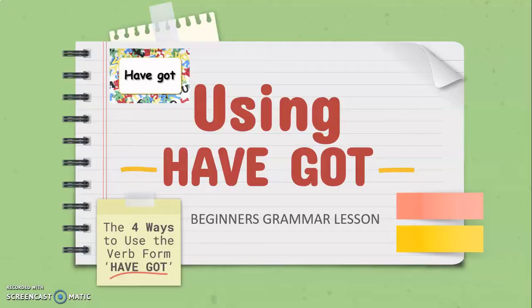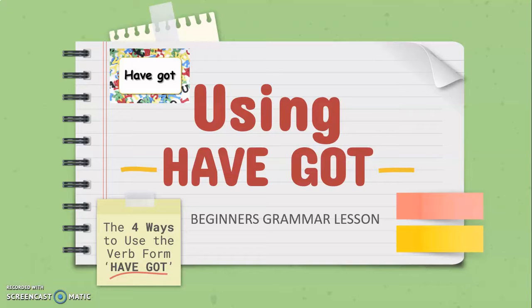Today we are going to talk about using have got, and this is English for beginners as usual. So we are going to talk about using have got. I'm going to illustrate and give you brief examples about how you can use the verb form have got in the English language. So let's get started.